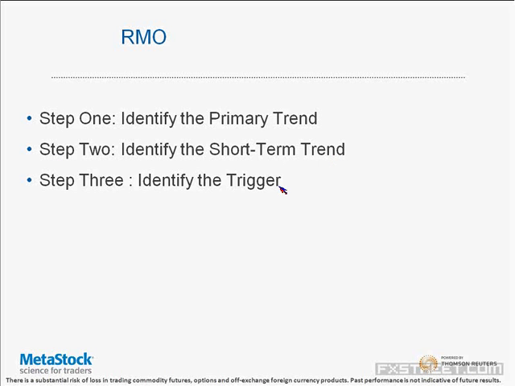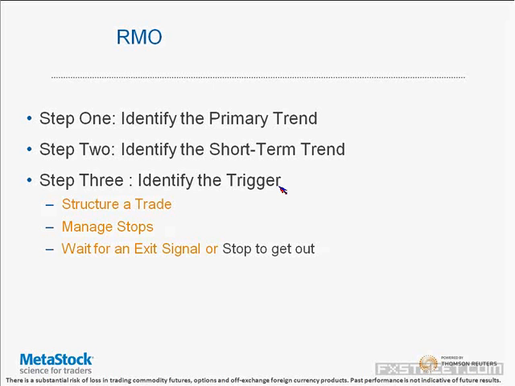Now we're going to talk about step 3, and step 3 is probably the most involved step. This is where we're going to identify the trigger. We're going to place our trades. We're going to put in our stop losses. So pay attention. This is actually where we're going to cover a lot of meat and a lot of ground when it comes to trading the RMO methodology. Okay, so let's go ahead and do this one. We're going to structure our trade. We're going to manage stops, and we're going to wait for an exit signal or a stop to get out.